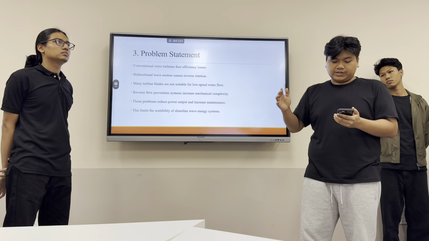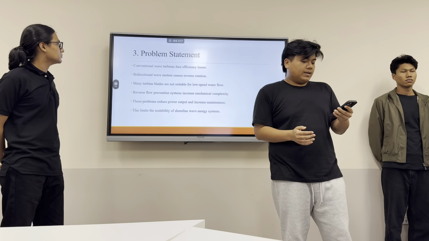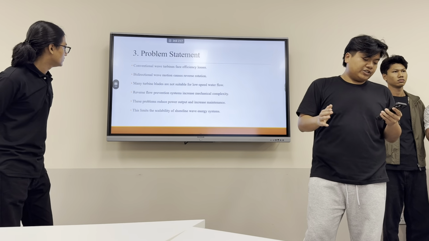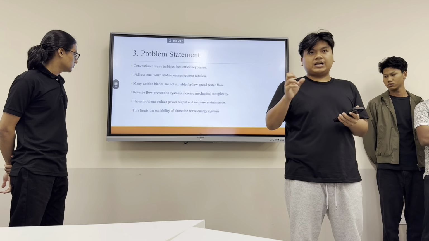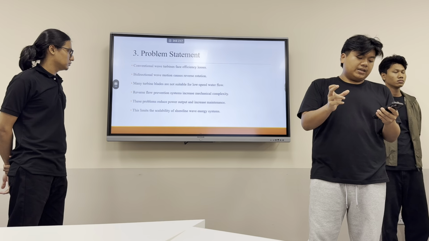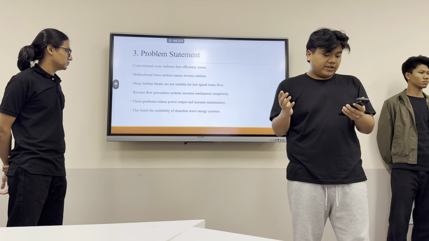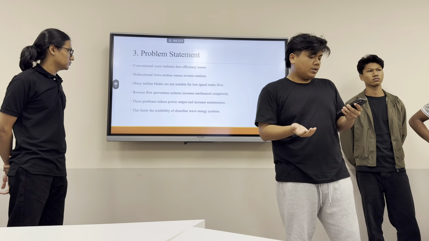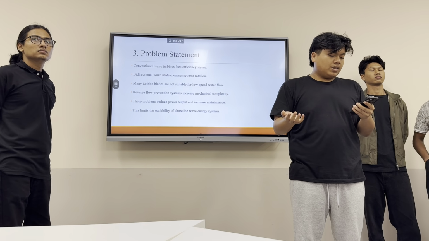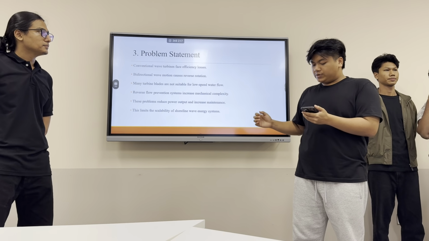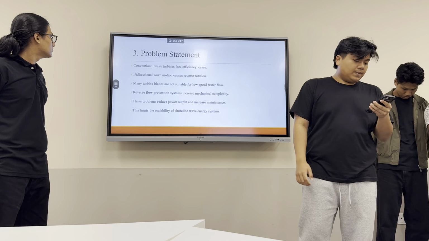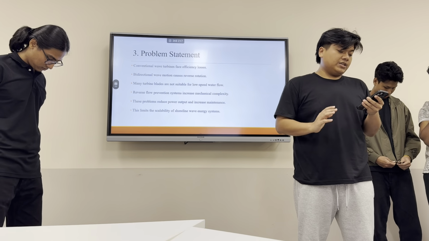However, when the wave retreats back to the sea, the water flow reverses direction. This reverse flow can slow down the turbine or even rotate it in the opposite direction, which significantly reduces the net energy output. Because of this oscillating motion, the turbine cannot maintain stable rotational momentum and energy conversion becomes insufficient.